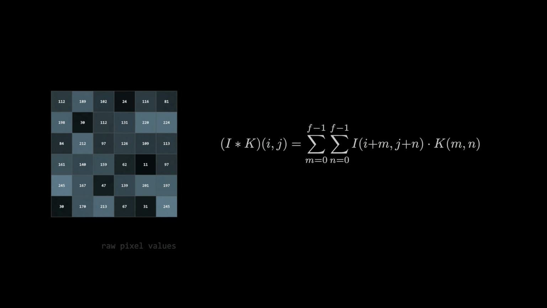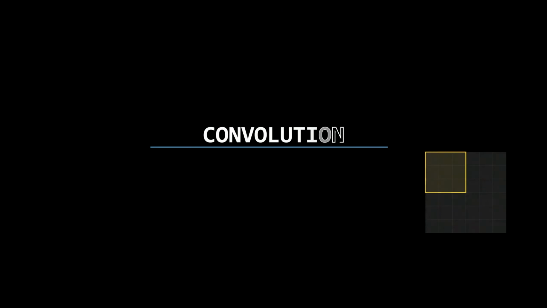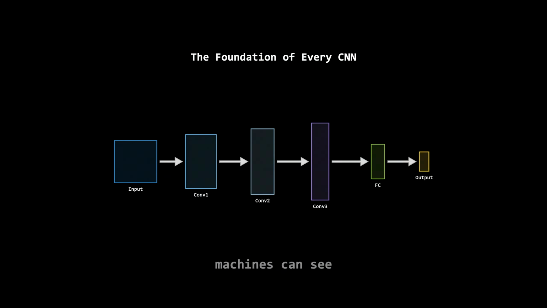How? Your phone doesn't have eyes. It doesn't have a brain. All it has is a grid of numbers, raw pixel values, and a single mathematical operation that transforms those numbers into meaning. That operation is called convolution. It's the foundation of every convolutional neural network, and it's the reason machines can see.